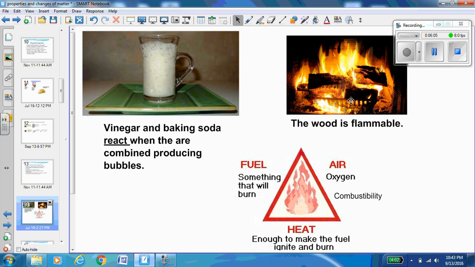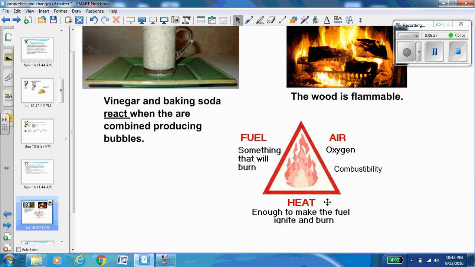The wood is flammable. You can see the wood in this picture is burning, so that would be an example of a chemical property. When that wood burns, it's going to change into ashes, and it's also going to produce some smoke and gases. So that's going to be that matter changing into something different. So therefore, that's a chemical property that we are observing.